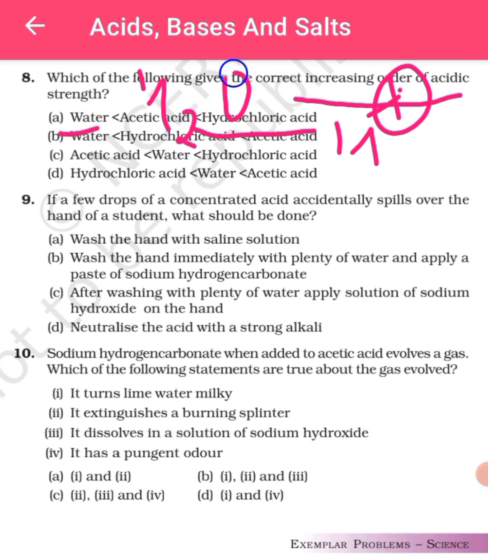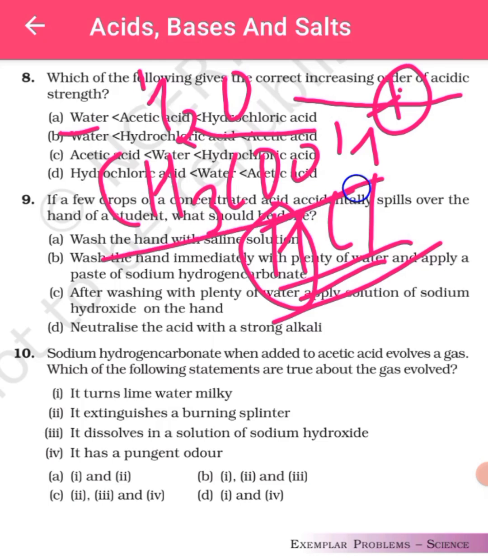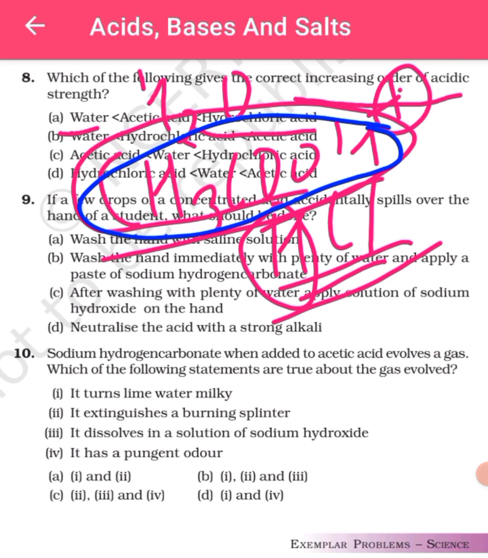First one is water, second one is acetic acid, CH3COOH, and the next one is hydrochloric acid. So the hydrochloric acid is the strongest acid. It can easily dissociate into the H plus and Cl negative ion. So it is a strong acid. So acidic strength is greater. And acetic acid is a weak acid. This weak acid takes time to be dissociated into acetate ion and H plus ion.